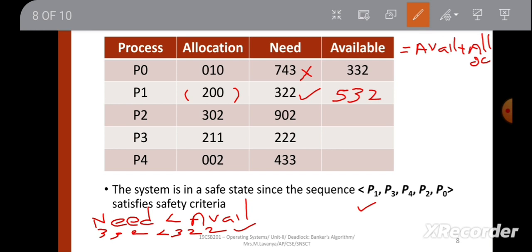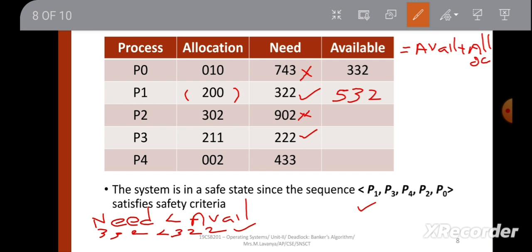After that, we will be checking whether the need of P2 is less than available. Current available is 532. Need of P2 is 902. Since it is not less than, we are moving to process P3. P3's need is 222. 222 is less than 532. So we will be processing P3.